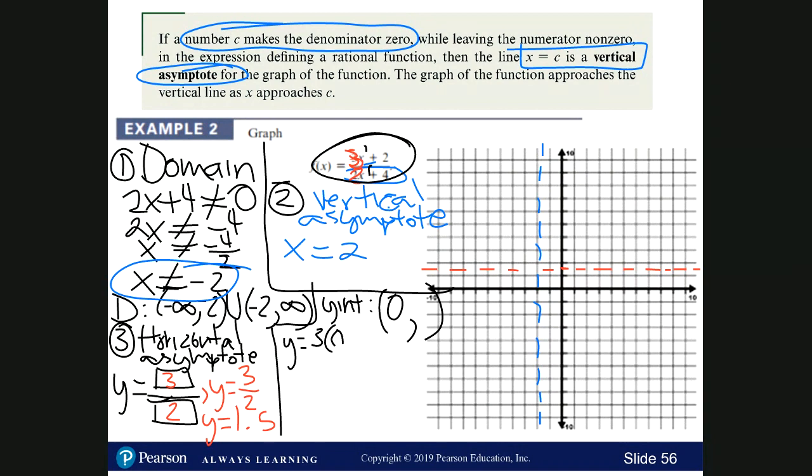So 3 times 0 plus 2 divided by 2 times 0 plus 4. And so you can see here that will go to 0, so we're going to have 2 over 4, which is simplified into 1/2. So the y-intercept will be the point (0, 1/2), and that will be here on the y-axis.